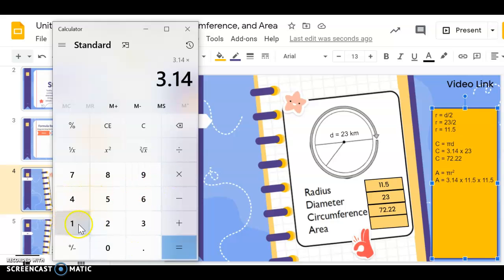3.14 times 11.5 times 11.5. Why am I timesing it by 11.5 twice? Because when you square a number, you multiply it by itself. So this is pi times radius times radius. 3.14 times 11.5 times 11.5. That equals 415.27. We're going to round up.